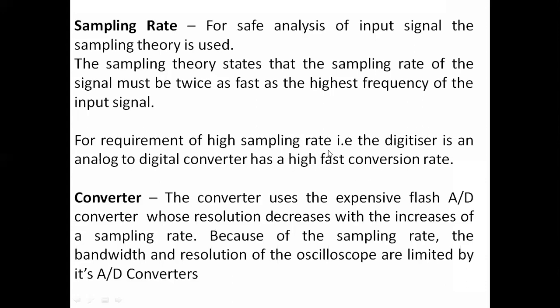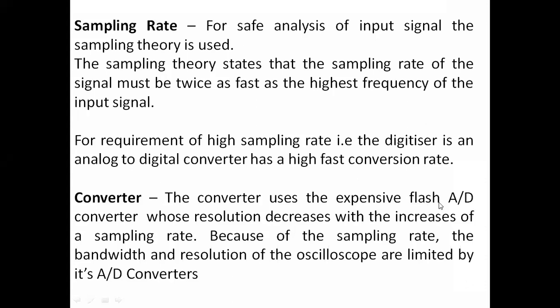For the requirement of a high sampling rate, the digitizer is an analog to digital converter having a fast conversion rate. So to produce the high sampling rate, we have to use high-speed A to D converters. We have a number of ADCs, and out of those we have the flash ADC, which has a high, fast conversion rate. This flash ADC converter will produce this fast conversion rate.